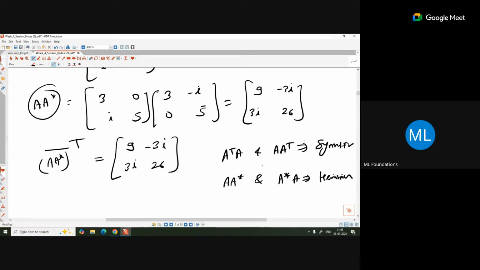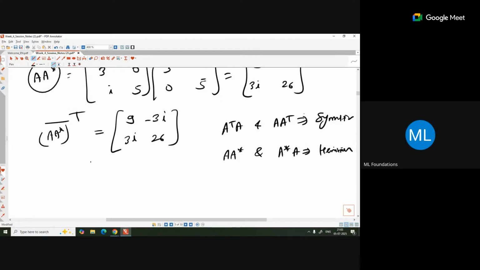Because let's say your A matrix is 2 cross 3, then its A transpose will be 3 cross 2. The multiplication of these two will give different sizes: here I'll get 2 cross 2, and here I'll get 3 cross 3. So they cannot be equal, right? Understand? Okay.